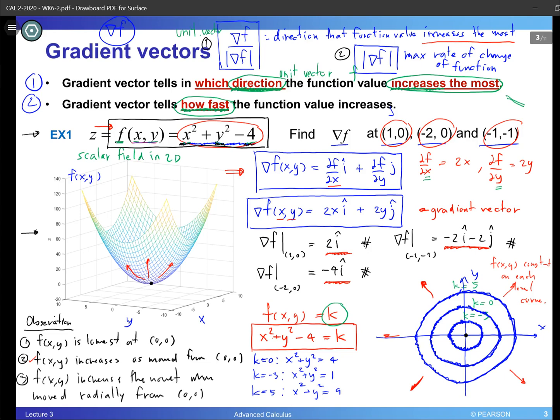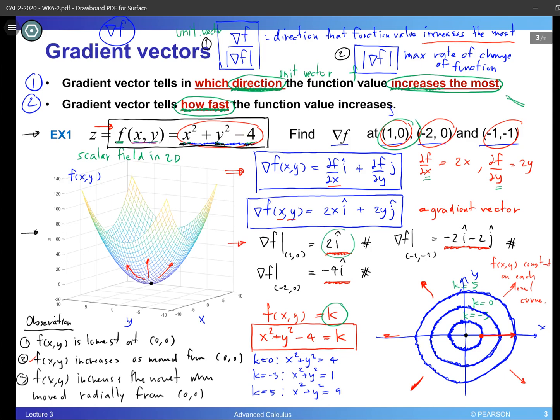So let's take a look at this first point, 1, 0, right here. And what kind of vector do we have from the calculation? We have 2i. So it's going to be a vector of length 2 pointing in the direction of positive x. Why don't I use this red right here? It's going to point in this positive direction of x, and the length is 2. So there you go. This one is a gradient vector, and it points in the direction that increases the function value the most, going out radially. All right, so this seems to be true.